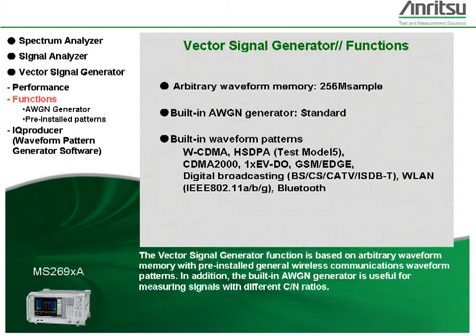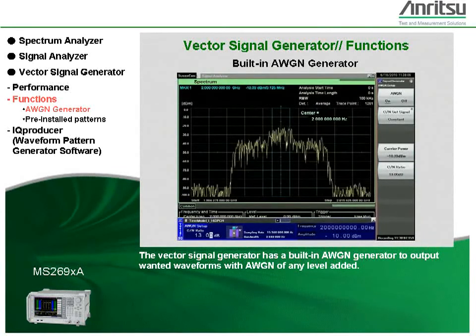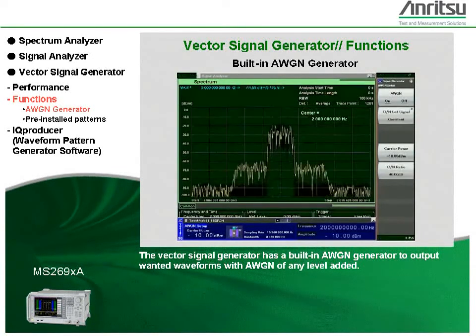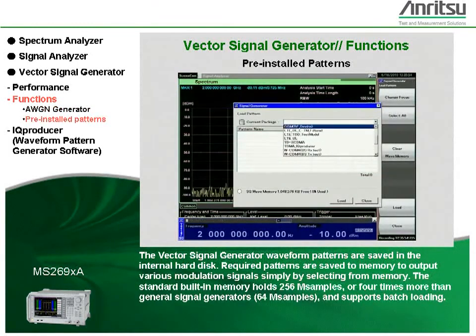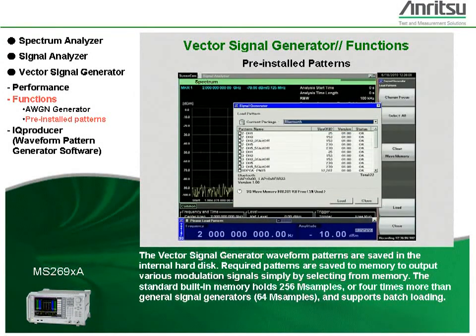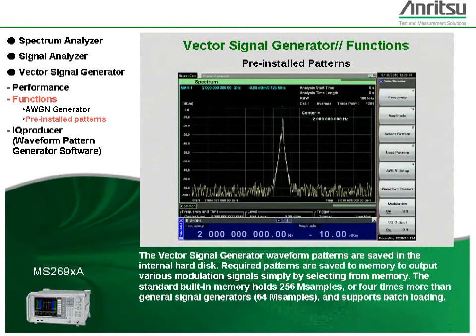In addition, the built-in AWGN generator is useful for measuring signals with different carrier-to-noise ratios. The vector signal generator has a built-in AWGN generator to output wanted waveforms with AWGN of any level added. The vector signal generator waveform patterns are saved in the internal hard disk. Required patterns are saved to memory to output various modulation signals simply by selecting from memory.